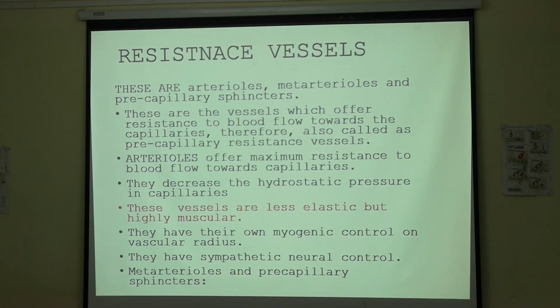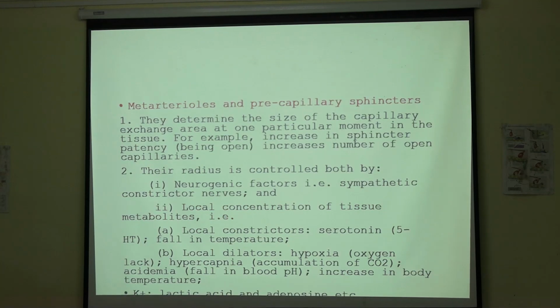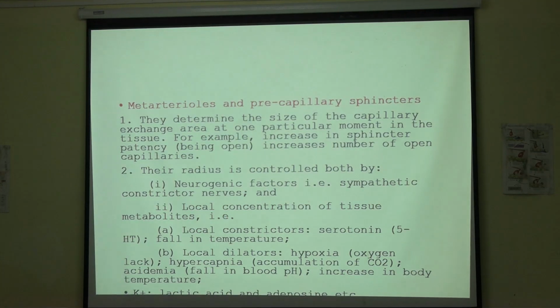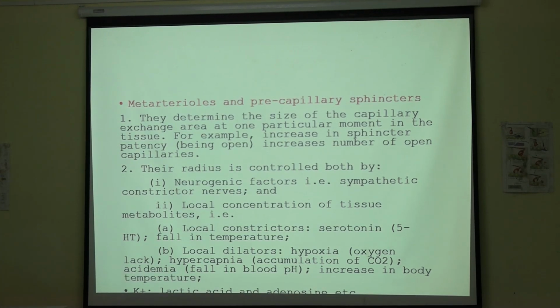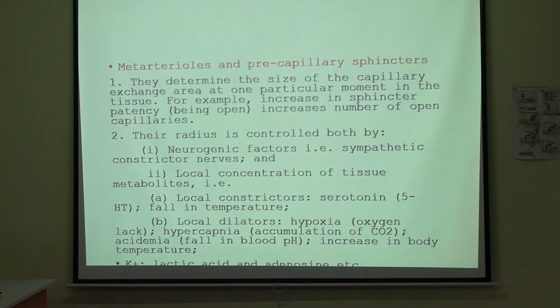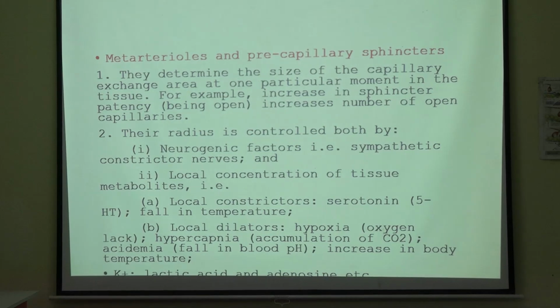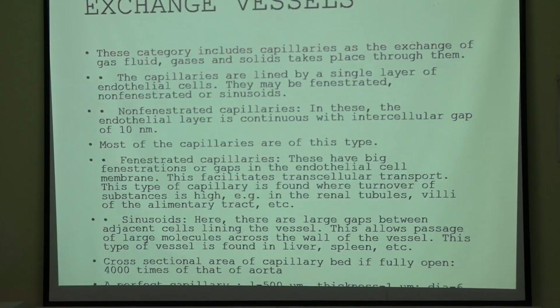In red, these vessels are less elastic but highly muscular. Meta-arterioles and capillary sphincters. That thing I told, they will determine how many capillaries will remain open. And these sphincters are under the control of metabolites. They are under the control of nerves, sympathetic nerves.